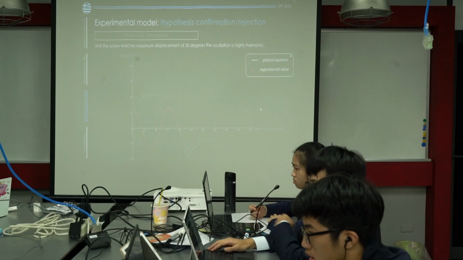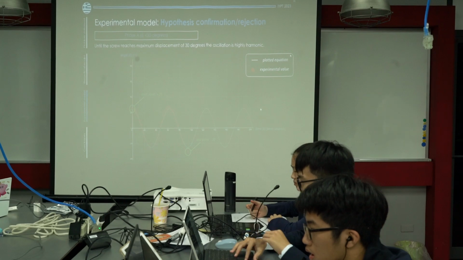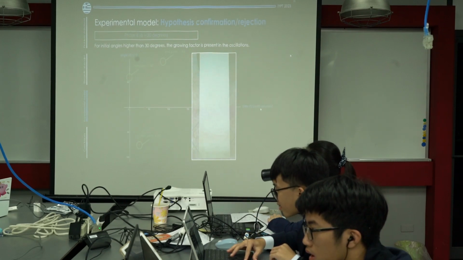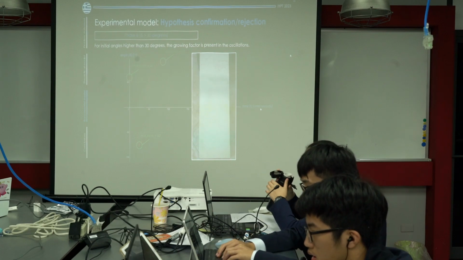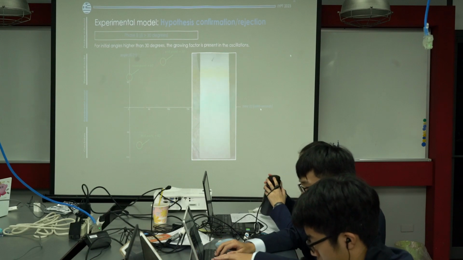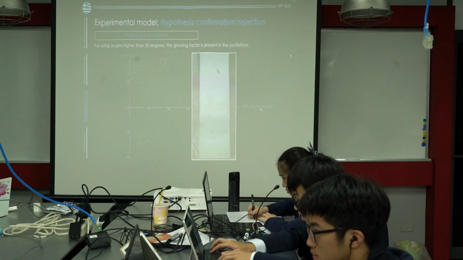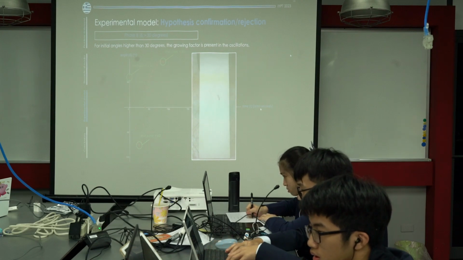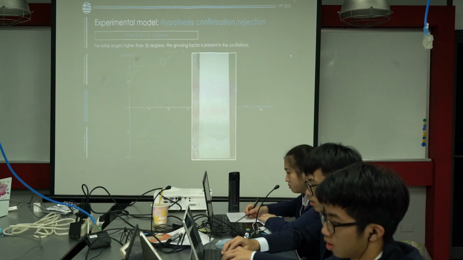However, for initial angles higher than 30 degrees, the growing factor in the oscillations is actually present. So in our case, we started from an angle of 60 degrees displacement, and we reached an angle of 90 degrees. This angle of 90 degrees you can actually observe as soon as the screw touches the floor. I mean, you can see it's right before it touches the floor.